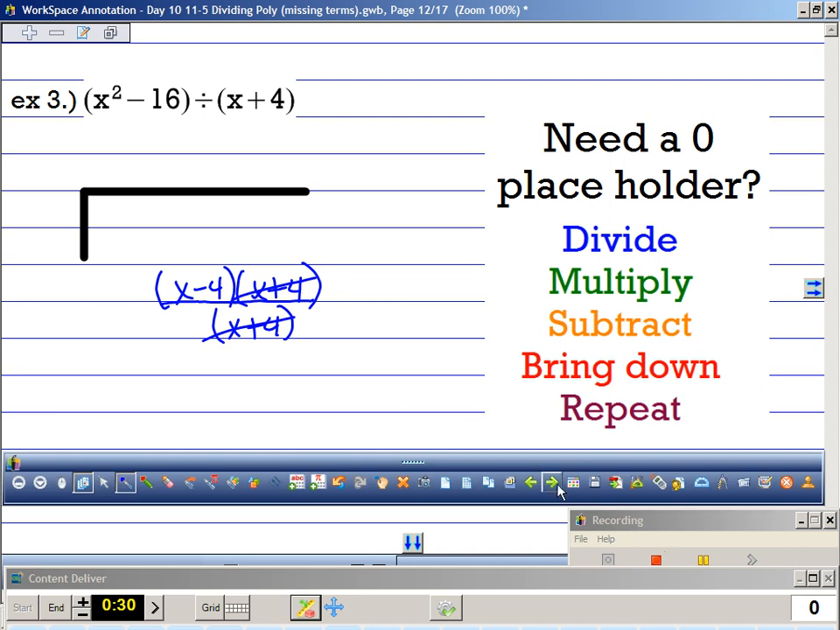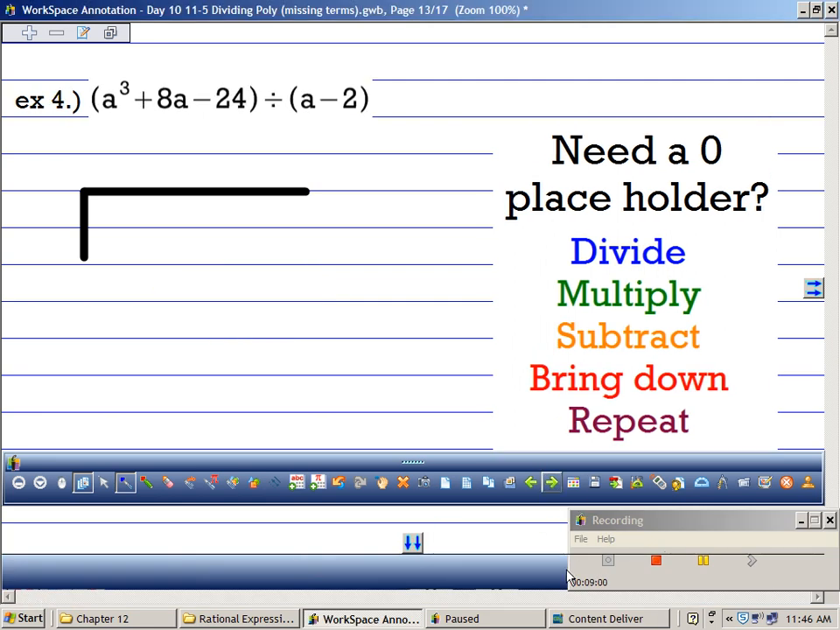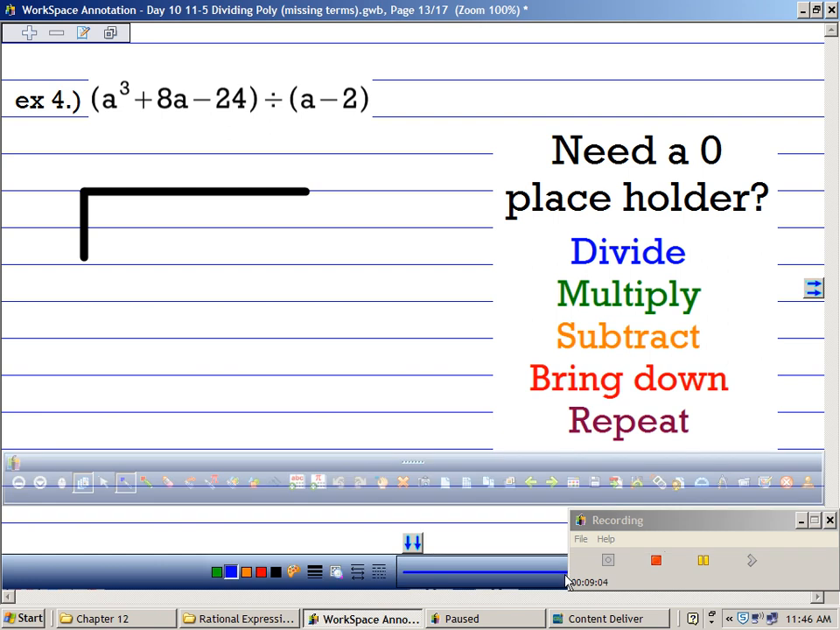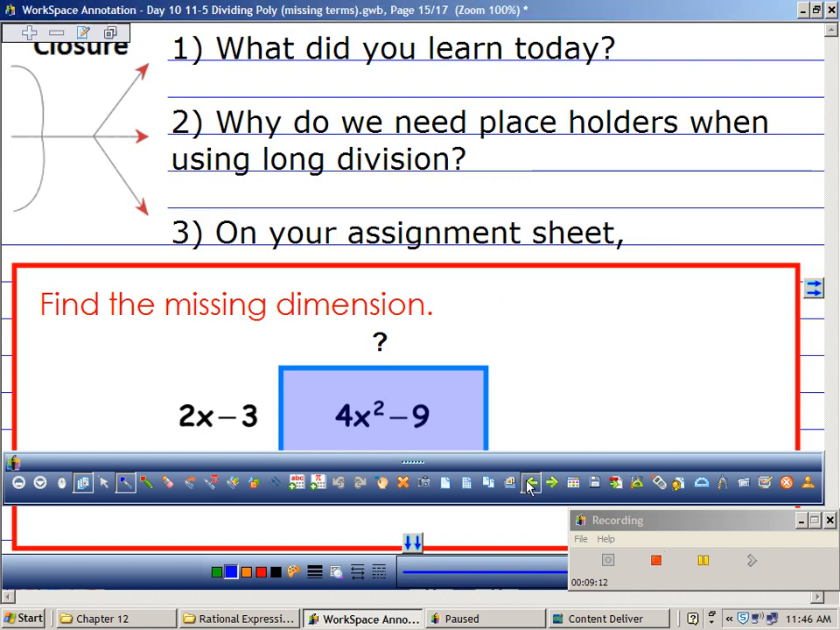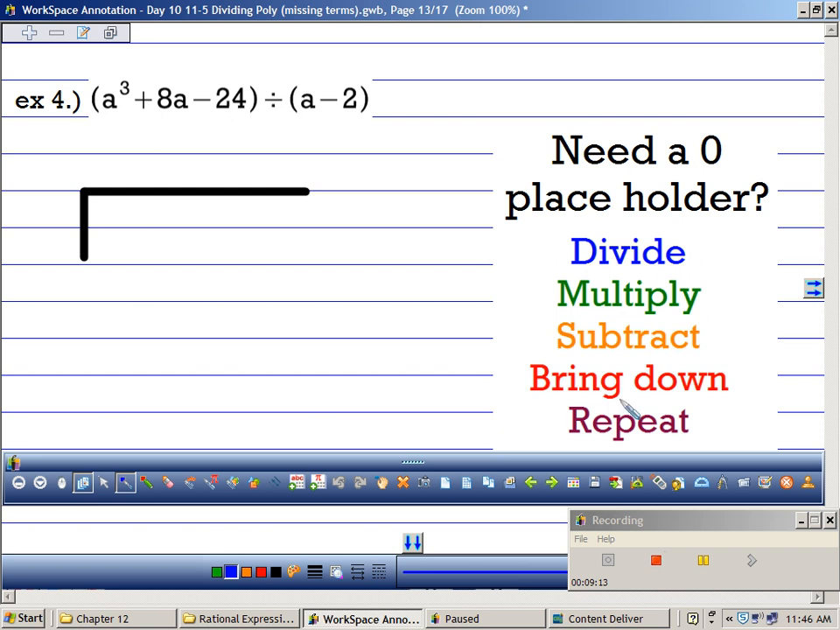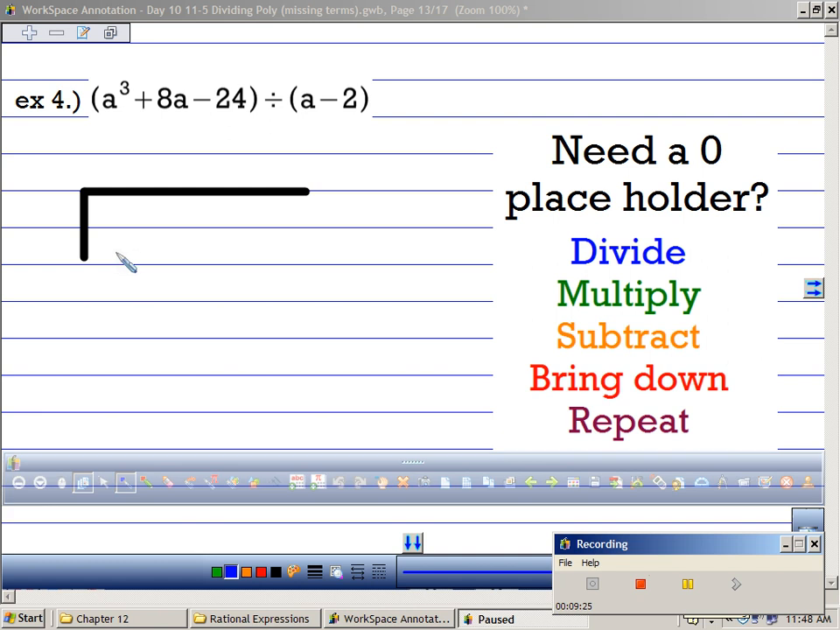Right? Let's do another one. Do we need a placeholder for this one? Yes. Do this one for me. Yeah, let's just do this one. Okay, so I've got a cubed. Guys, I told you 5, 4, 3, 2, 1, my turn. Matt. Frankie, there's that smile.